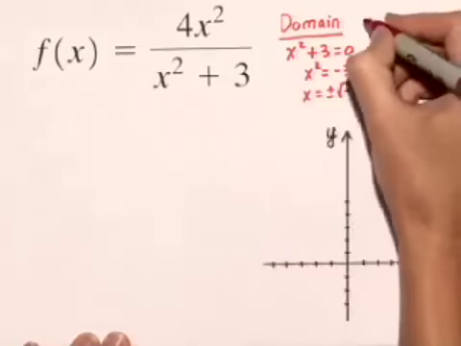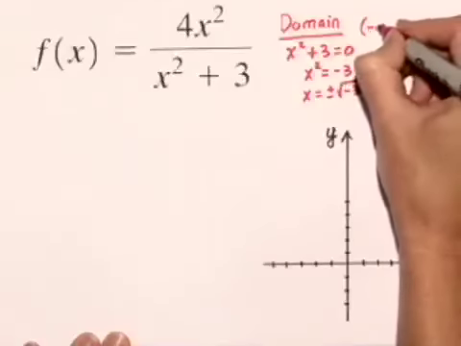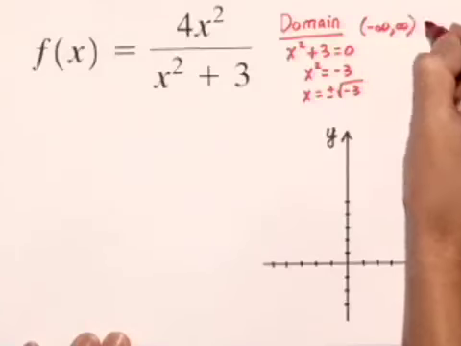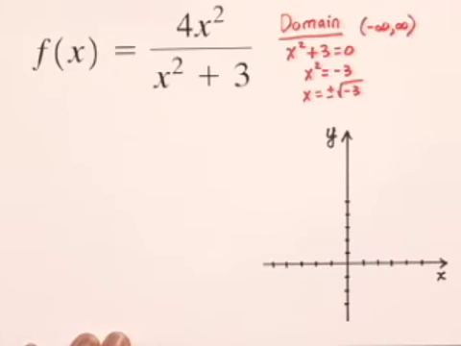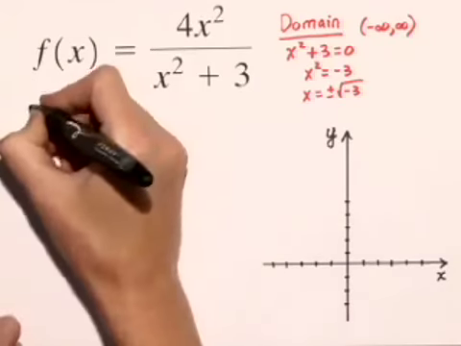So therefore, we can say that our domain is any real value from negative to positive infinity. We can let x equal any real number. Now let's move on to step 1 in order to help us graph this function.